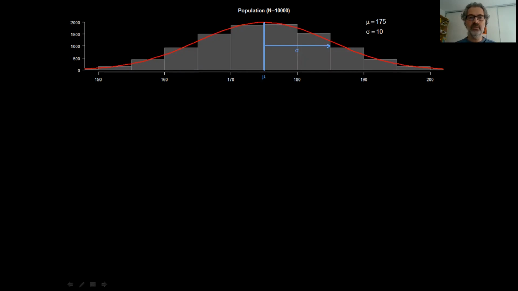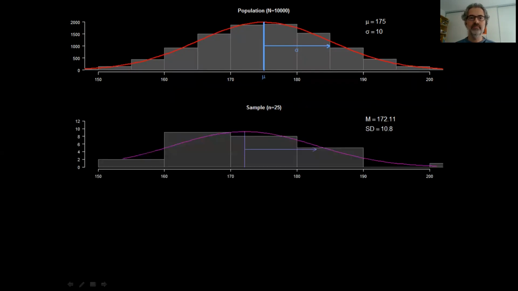Let's say we want to estimate the population mean by drawing samples of 25 people. So we pick 25 people, we measure their heights. Here's our sample, and our estimate for the mean is 172, and our estimate for the standard deviation is 10.8. What if we draw a second sample of 25 people? Here's that new histogram and the new estimates for the mean and standard deviation based on the second sample.